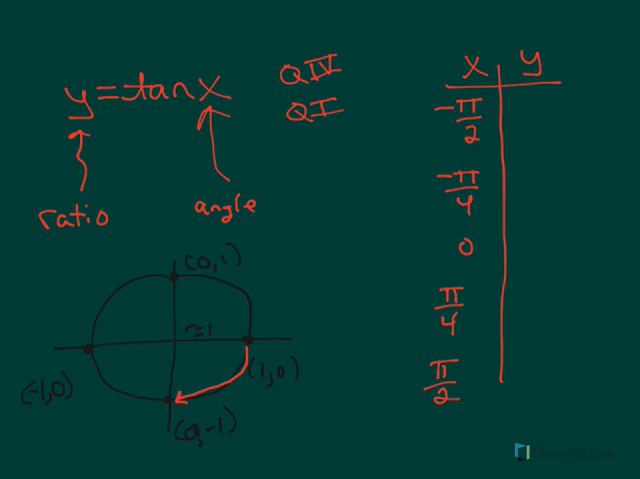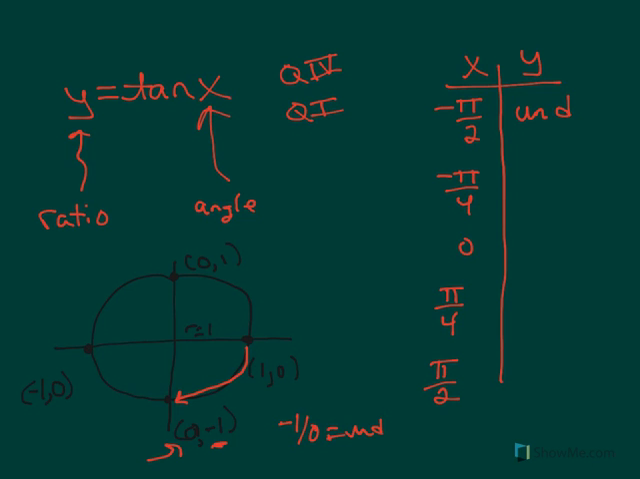So your definition of tangent is the y value to the x value. So the y to the x, that's going to be negative 1 to 0. If we think about negative 1 to 0, that's going to be undefined since we're trying to divide by 0. So this first output is going to be undefined. The tangent ratio does not exist at negative pi over 2. It's undefined. And then let's go ahead and look at negative pi over 4.